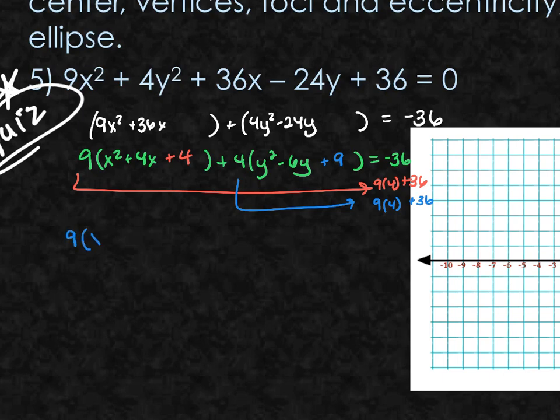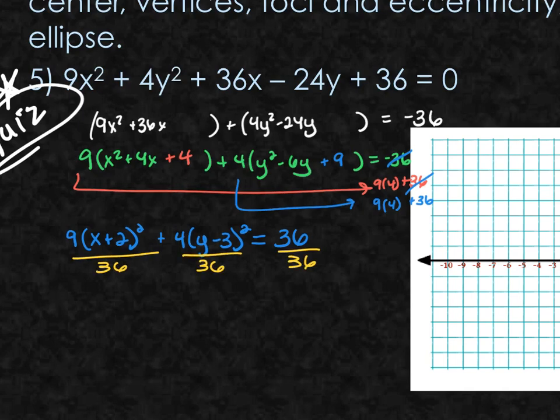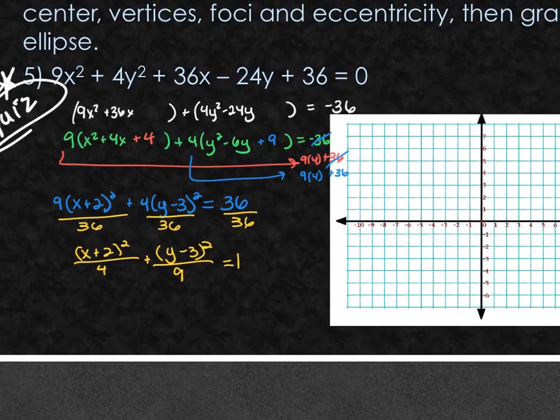So I get 9(x plus 2) squared plus 4(y minus 3) squared equals negative 36 and positive 36 cancel out, but there's one more 36. Because I know this is an ellipse, everything has to get divided by 36 because it's got to be equal to 1. So I get (x plus 2) squared over 4 plus (y minus 3) squared over 9 equals 1. That's the first part. Get it into standard form.